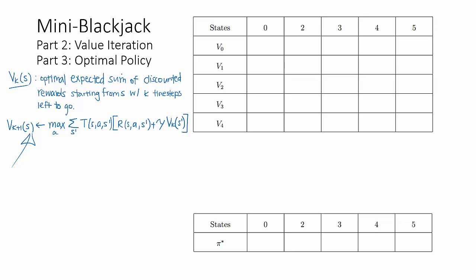Okay, so value iteration begins by setting v0 equal to 0 for all states in the MDP. This is because with 0 time steps left, you can't achieve any rewards because you can't take any actions to get any rewards. So that's why this first row here has all zeros.